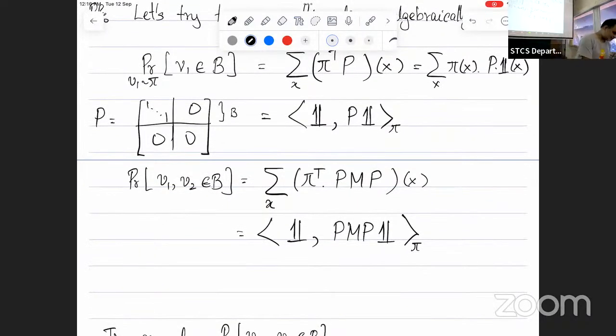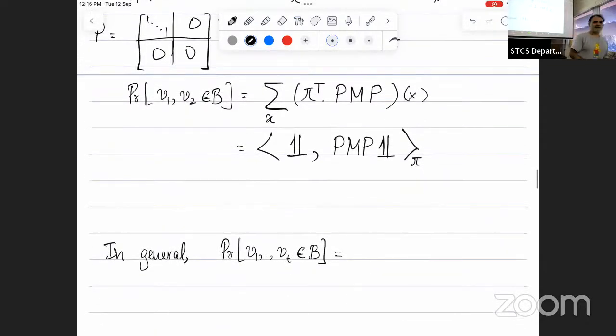You just need to write this down, and it's not hard to convince yourself of what is happening. I hope this is okay. And in general, if I take t steps of this random walk, this is again going to be the all ones vector, and this is going to be P times (M P) to the power t minus 1 times the all ones vector at pi. So far, so good.